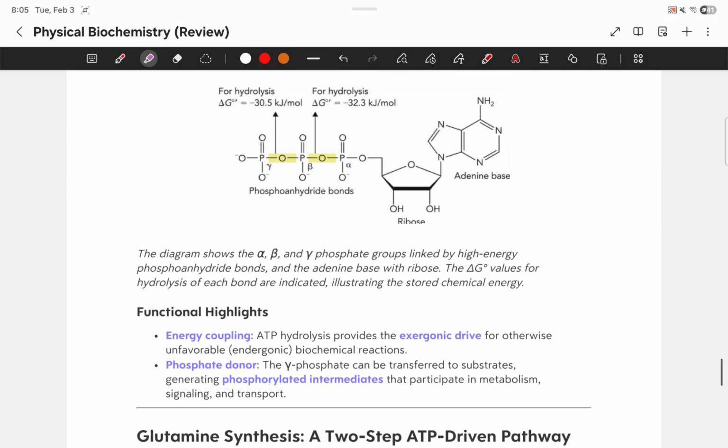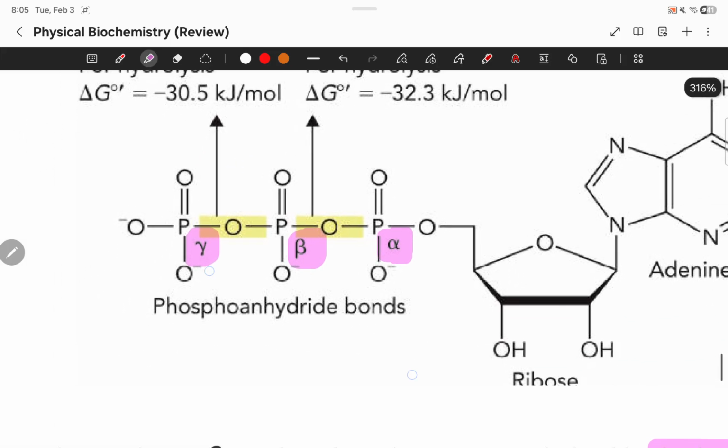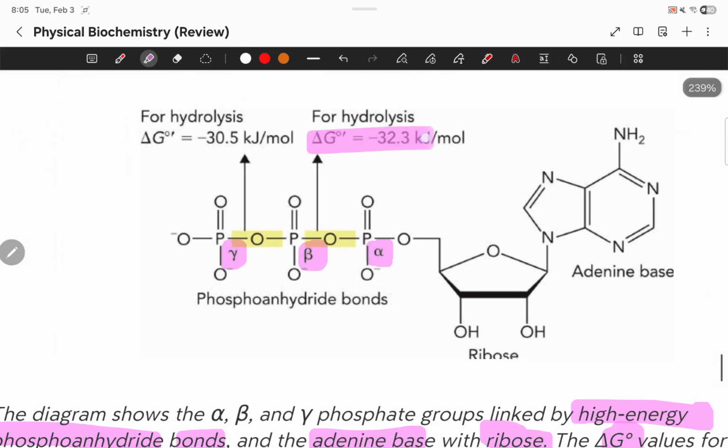Now we have the following diagram, which shows us the alpha, the beta, and the gamma phosphate groups linked by high energy phosphoanhydride bonds. Okay. Now, the adenine base with ribose, and the delta G values of hydrolysis for each bond are indicated, illustrating the stored chemical energy. So if we have the alpha bond right here, we have the delta G values indicated.